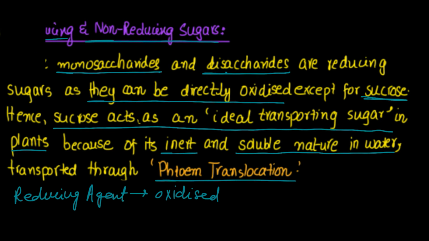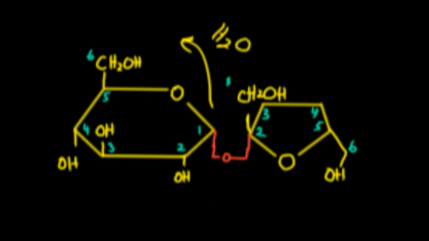Now why only sucrose? Why not maltose, or why not lactose? Why is only sucrose not a reducing sugar? The answer lies in the structure of sucrose. So let's see that. Here we have the structure of sucrose. Now there's one major difference in the structure of sucrose and in the structure of other disaccharides or polysaccharides that we'll study later. Let's compare this to other disaccharides.